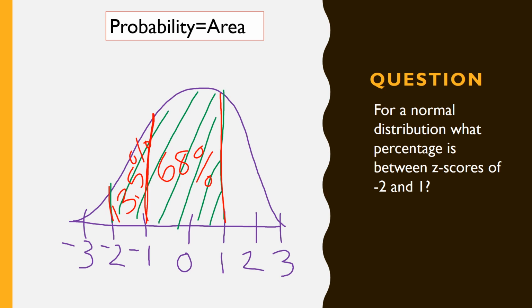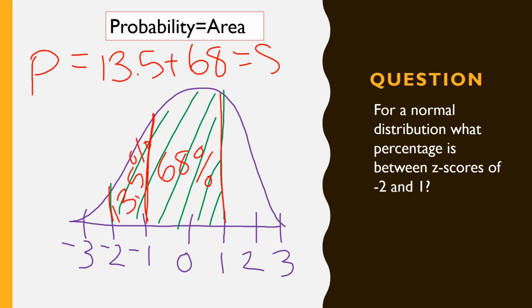Remember, you can add and subtract these probabilities if they're in the histogram. Remember, probability equals area. So the percentage equals 13.5 plus 68, which equals 81.5%. So that is our answer. For our normal distribution, 81.5% is between z-scores of -2 and 1.